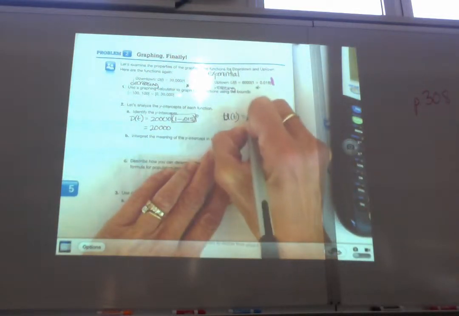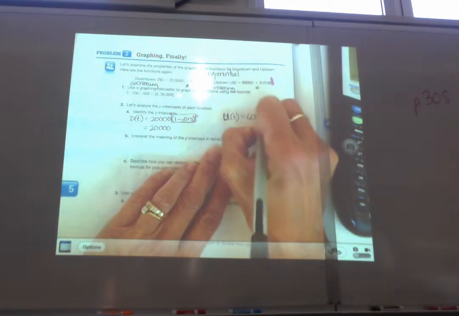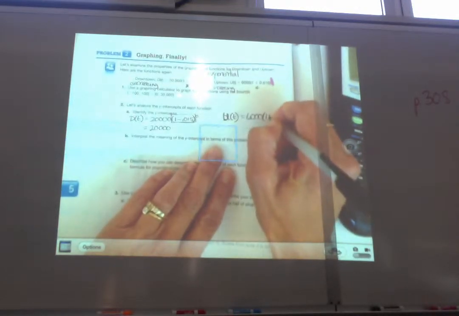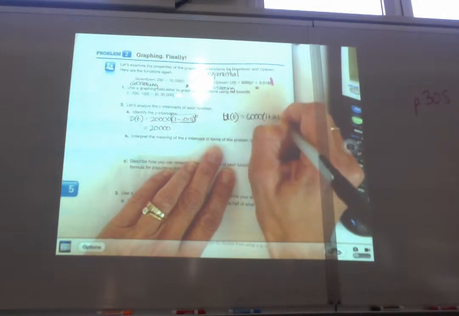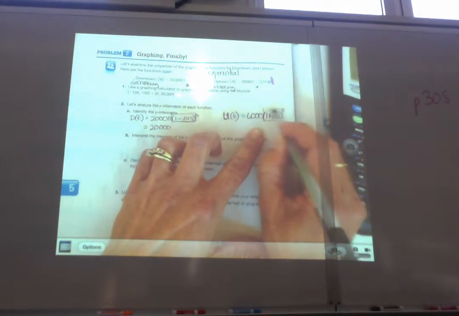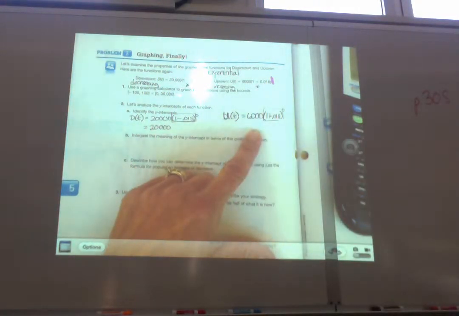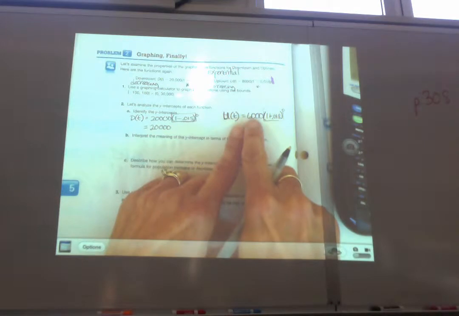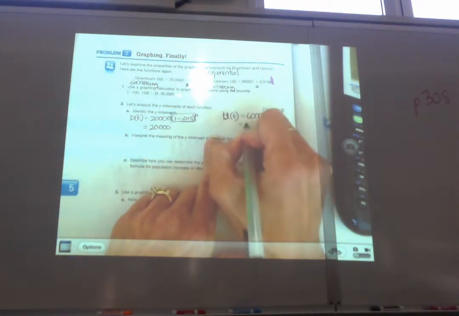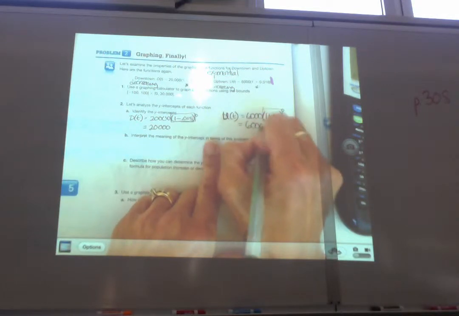So let's write it out. 6,000 times (1 plus 0.018) raised to the 0. Anytime you raise anything to the 0, that equals 1. So this is 6,000 times 1, or 6,000.